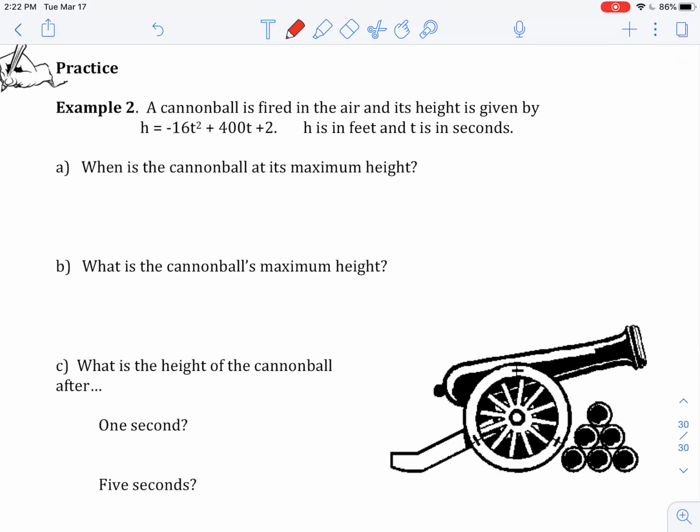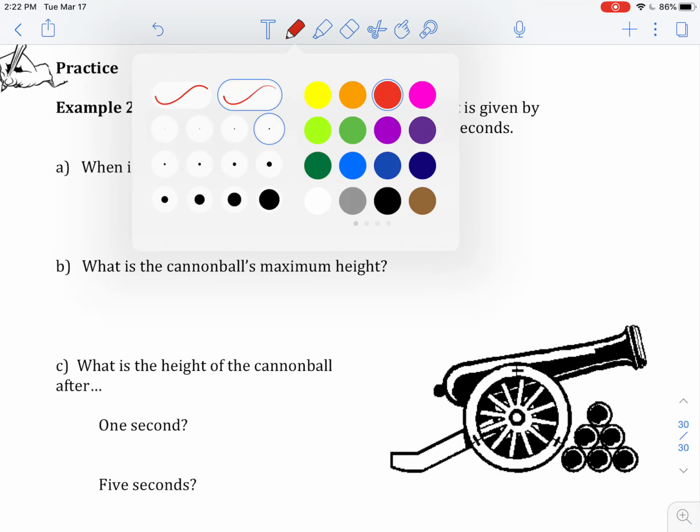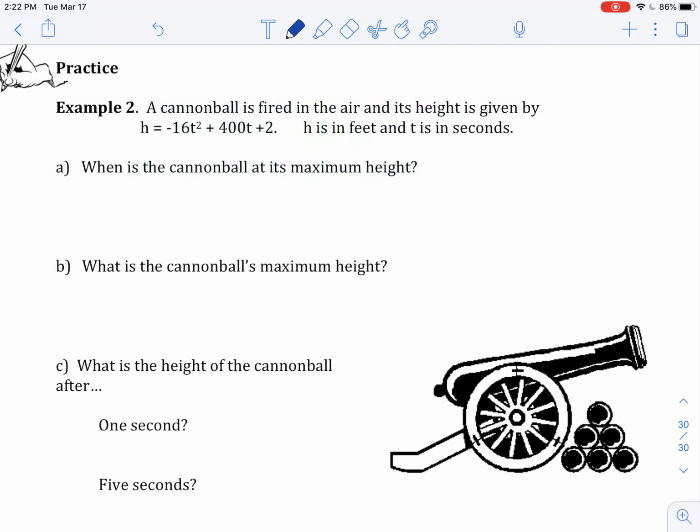If you feel like you understand the notes, you do not have to watch this last problem. Example 2 is just like example 1. It's just a different example, this time with a cannonball, and it has a very fast initial height. So this is going to go much further than the ball was. So let's just jump right into it.